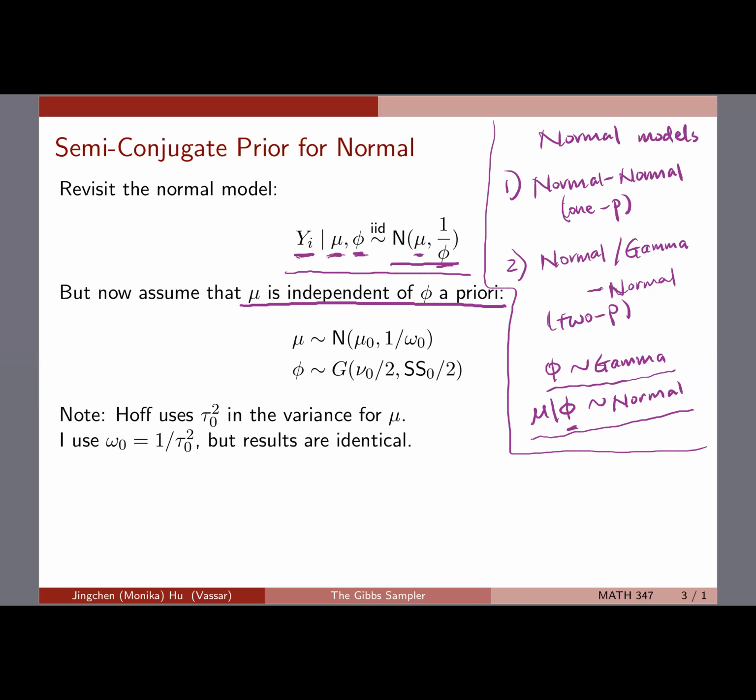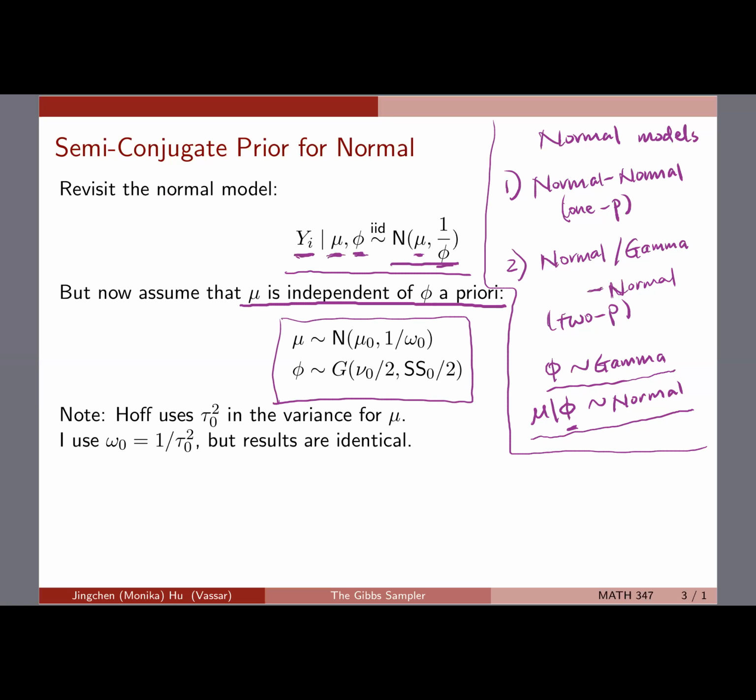So let's see what we're doing now. Now we assume that mu is independent of phi. Okay, say I don't believe that the mean should be related to the variance or the precision at all. I want to do two independent priors. So say these are the two that you set up.